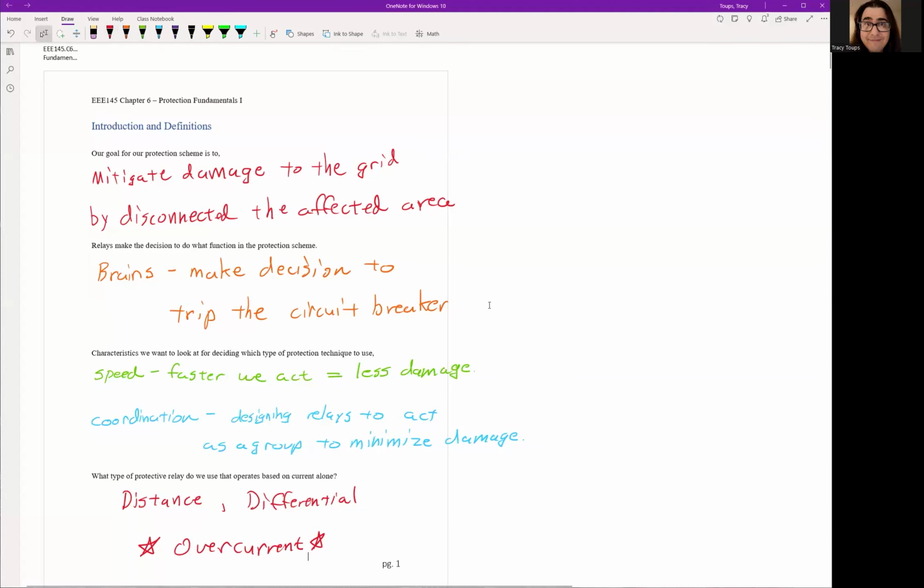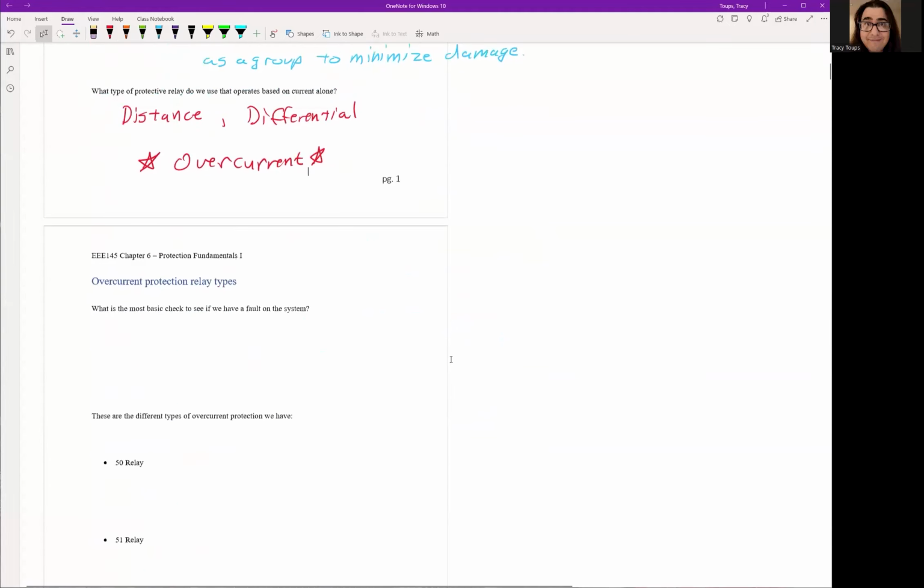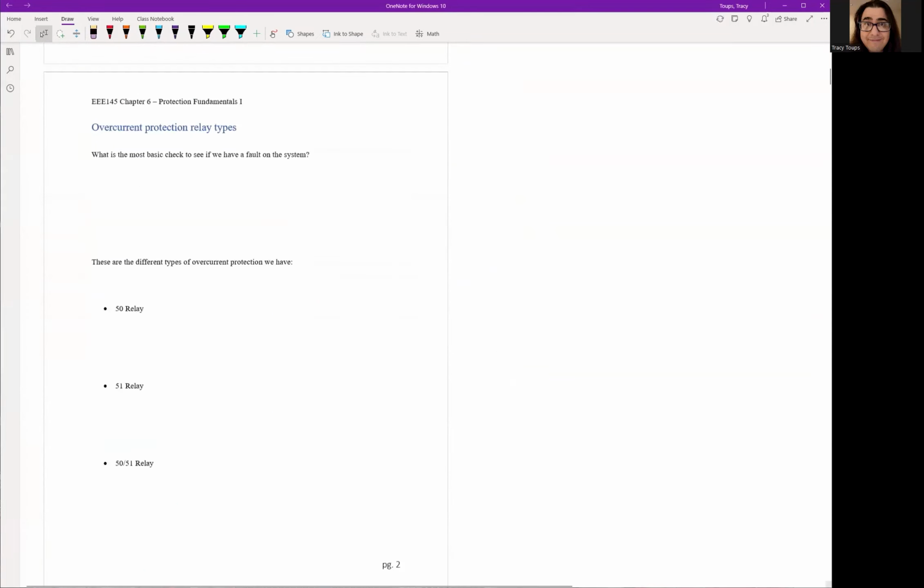Okay. Overcurrent relay is probably the most common one you're going to see in a power system. So I think it's worth taking a whole week just to fully understand, or at least get the basics down of how overcurrent relays work. So overcurrent protection relay types, right? Now, first thing is, what is the most basic check we can look at the system to see, is it healthy, right? What's the real quick glance?